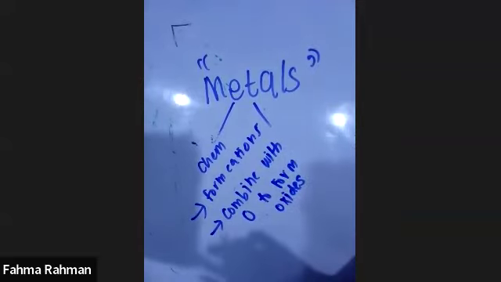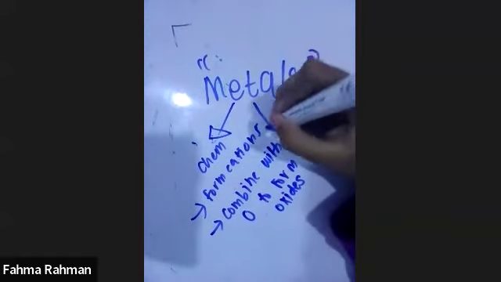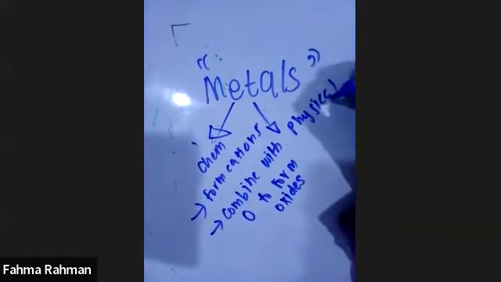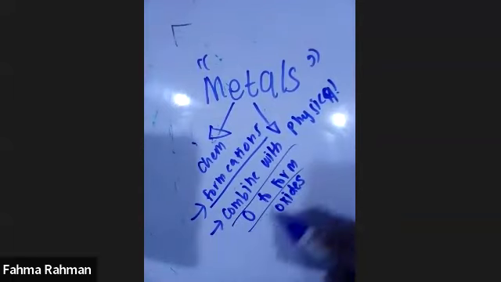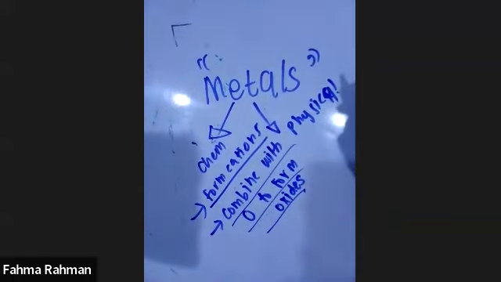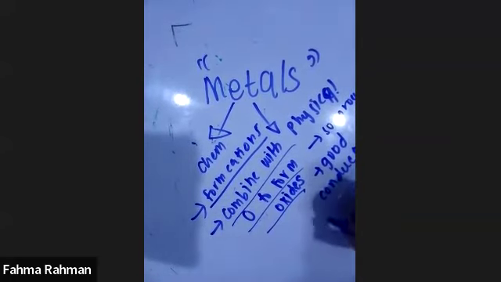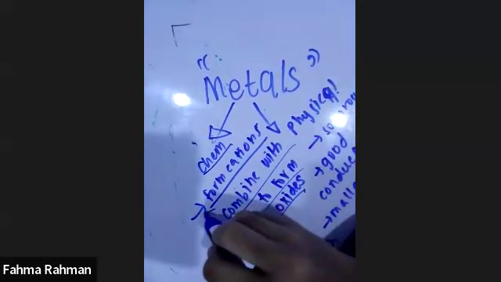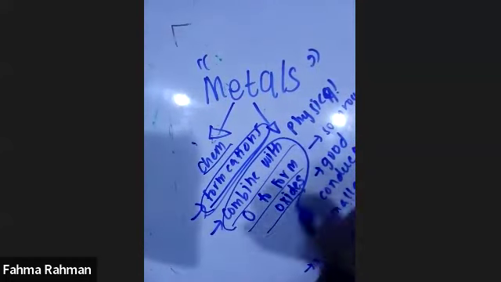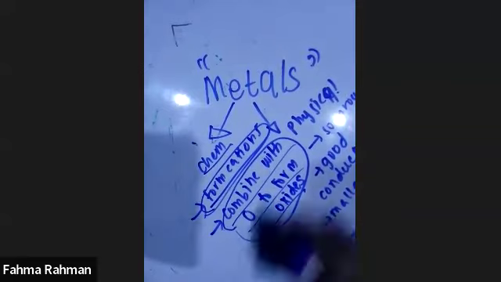So metals have two categories, chemical properties and physical properties. For the chemical properties, one is forming cations, and another is combining with oxygen to form oxides. For the physical properties, we discussed sonorous, which gives a ringing sound, good conductor, malleable, high density, and so on. And for the chemical properties, it forms cations, combines with oxygen to form oxides, and so on. These are the physical and chemical properties of metals.